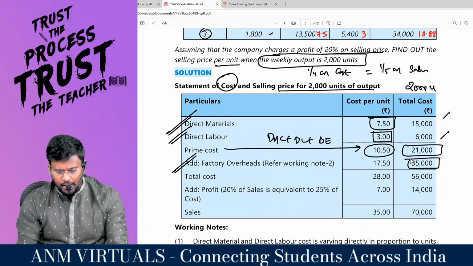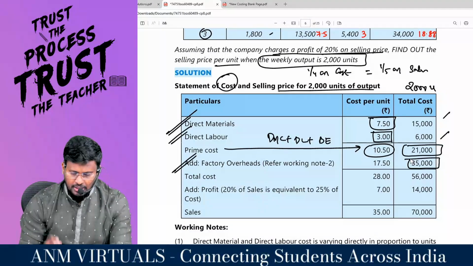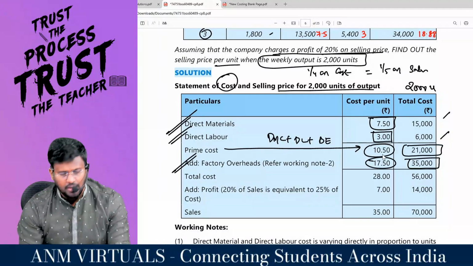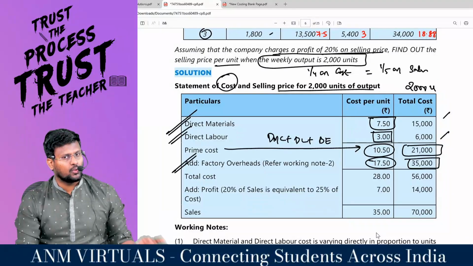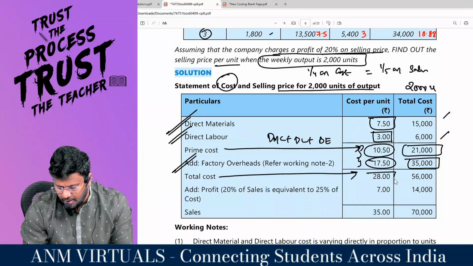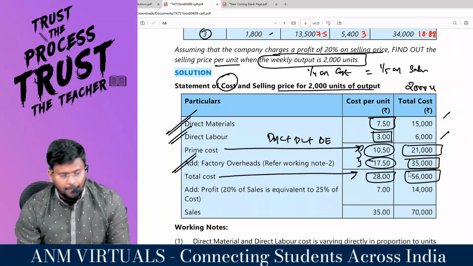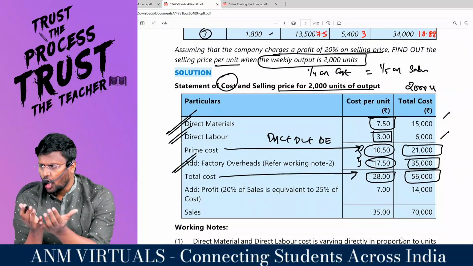Sir, I am going to incur 35,000 rupees. For how many units? So 35,000 divided by 2,000 comes to 17.5 per unit. Getting it? So my total cost will be 10.5 plus 17.5 comes to 28. For 2,000 units comes to 56,000. Now I am having the cost in my hand.